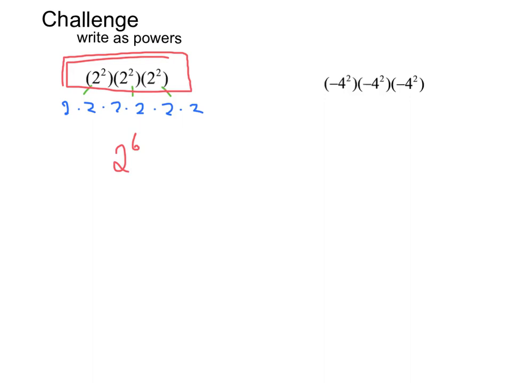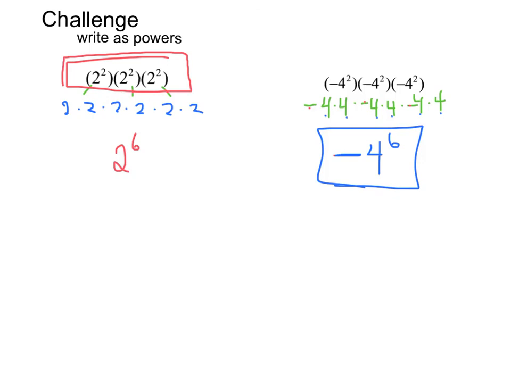Here, now we have to be careful of what we're actually doing. This is negative 4 times 4 times negative 4 times 4 times negative 4 times 4, because the base here is actually 4, not negative 4. So we have 1, 2, 3 negatives, so my answer is going to be negative. 1, 2, 3, 4, 5, 6 fours, so negative 4 to the sixth power is my final answer. And if you don't believe me, go ahead and put that into a calculator just like that, and you'll see that this is negative 4 to the sixth power. And this is 2 to the sixth power. And that's it for this video.